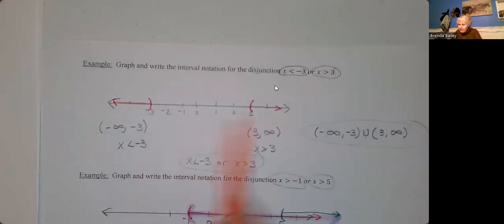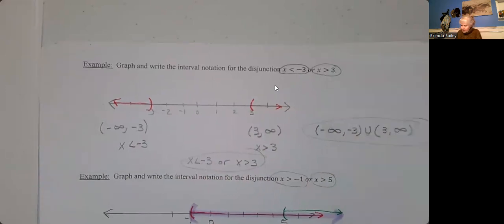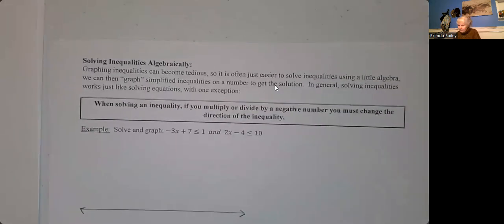So if you do have these two sections here, you can write the solution like this, or you keep them separate with the word or between them. You can't write them as a single compound statement. That's only for our conjunctions. So that's what they're talking about there at that note.